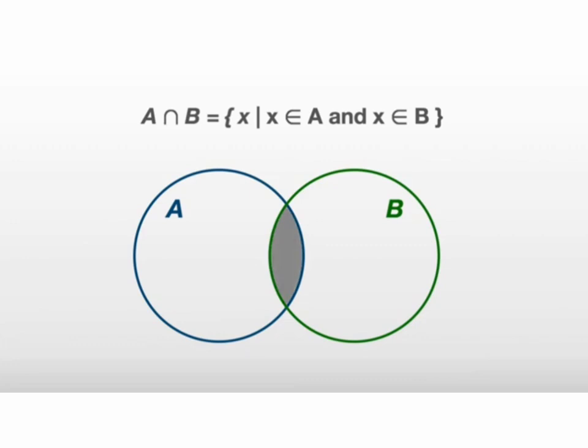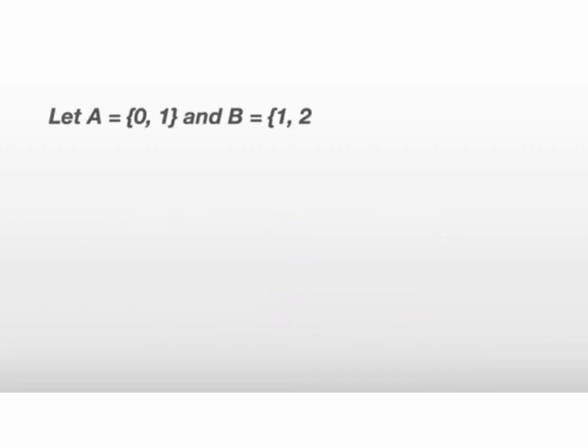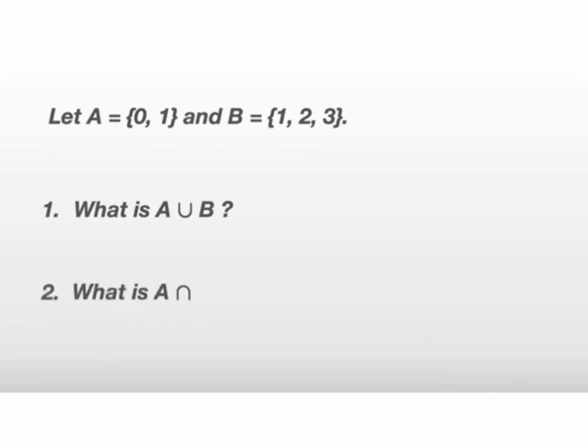Let A be the set containing 0 and 1, and B be the set containing 1, 2 and 3. What is the union of A and B? And what is the intersection of A and B?